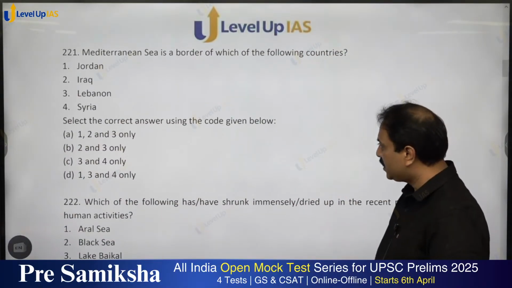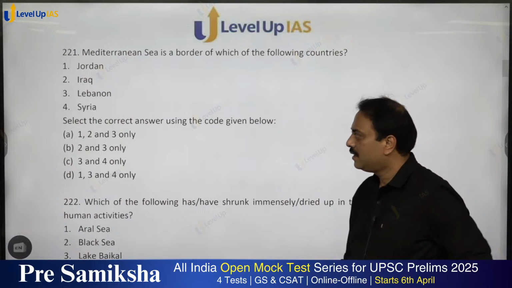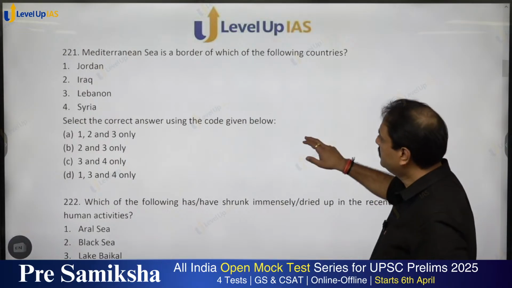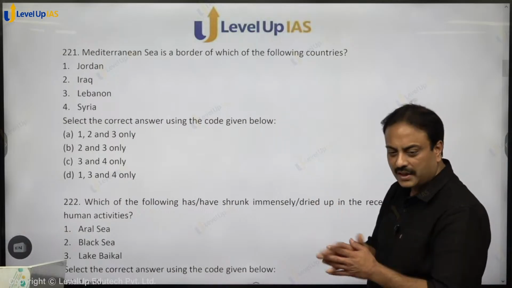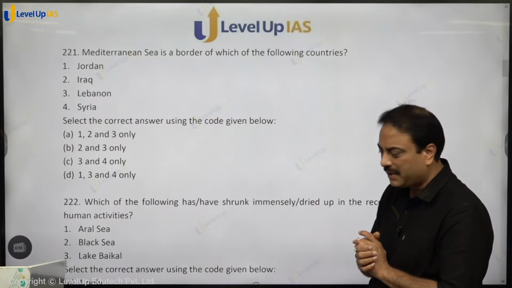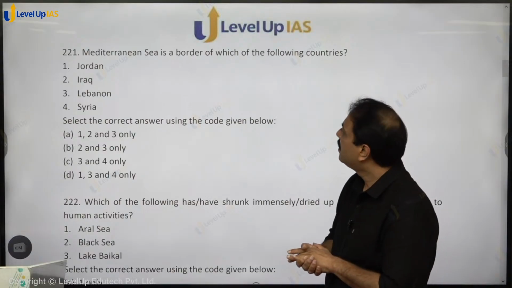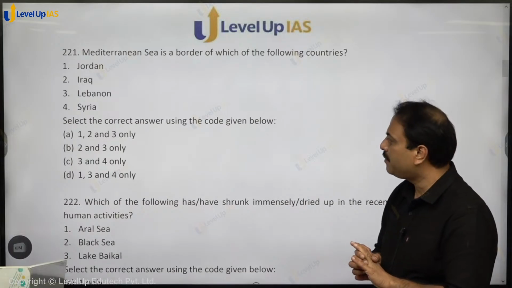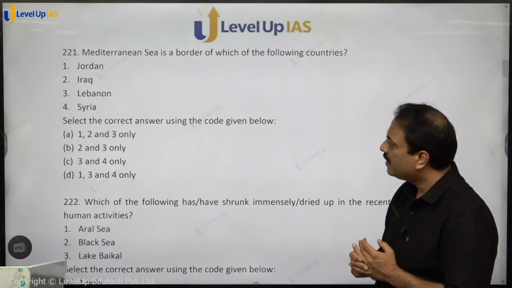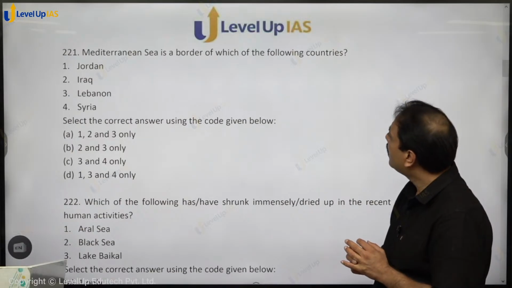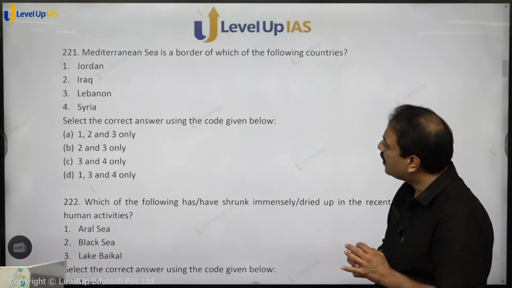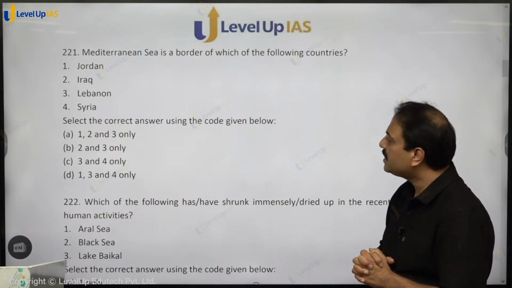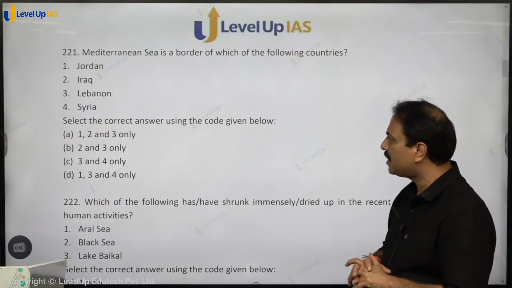Mediterranean Sea again asked, is border of which of the following countries? Jordan, Iraq, Lebanon, Syria. Jordan, yes or no? Iraq is not having border with Mediterranean. Lebanon, Syria is having. So Lebanon and Syria are having border. It is asking which are having borders. So it will be Lebanon and Syria, 3 and 4. Option C for cat shall be the right answer.